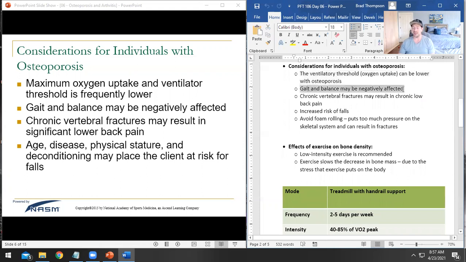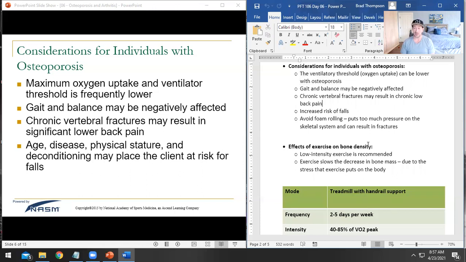We'll also see the gait and the balance will be negatively affected as we get older. Our ability to balance obviously decreases naturally with changes in our nervous system. But with that decrease in bone density, things get more tender. They tend to be a little bit more painful when you're trying to balance. And so we definitely see that balance be much more negatively affected, right?